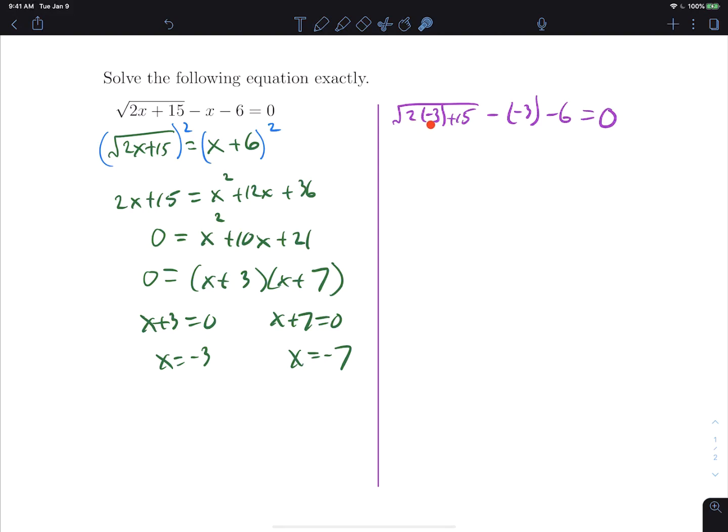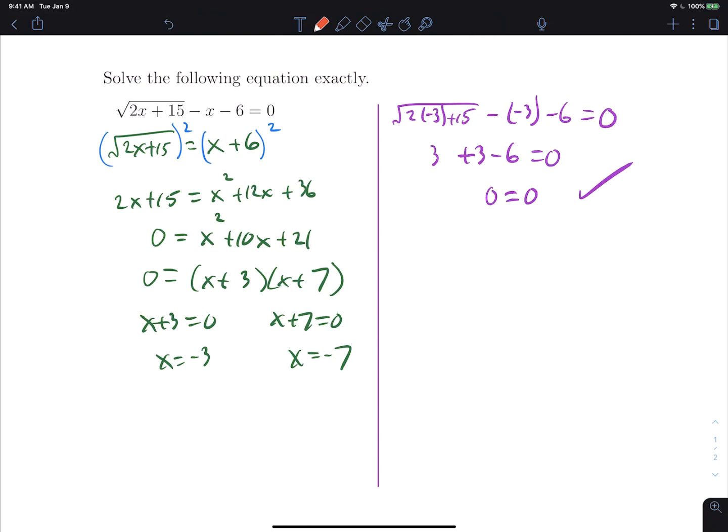2 times negative 3 is negative 6. Negative 6 plus 15 is 9. Square root of 9 is 3. Minus negative 3 is plus 3. And minus 6 at the end. So that gives us 3 plus 3 is 6, minus 6 is 0, which gives us 0 equals 0. Awesome. It looks to me like x equals negative 3 is in fact a solution.